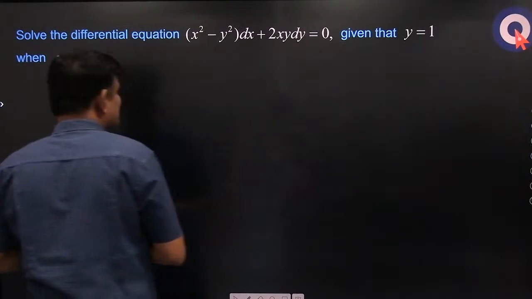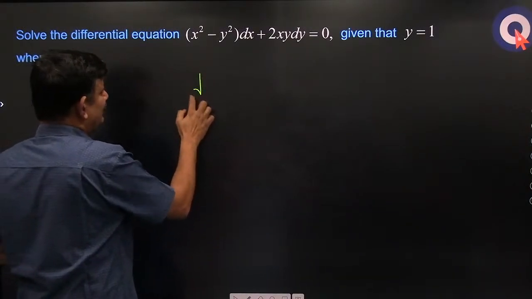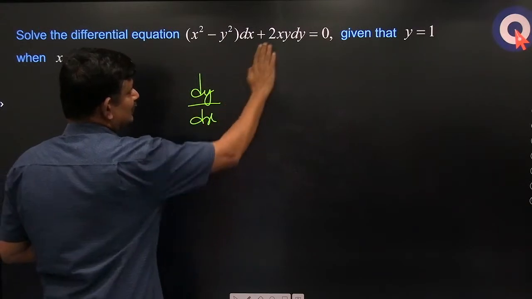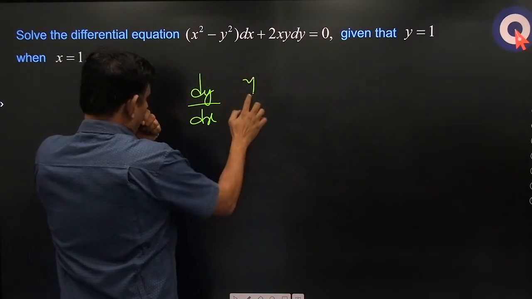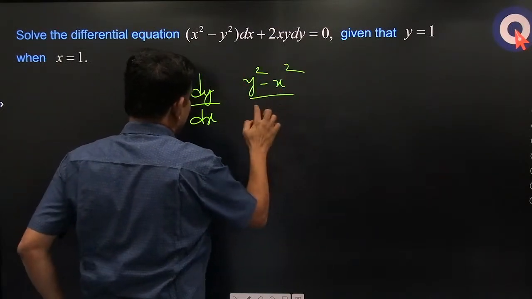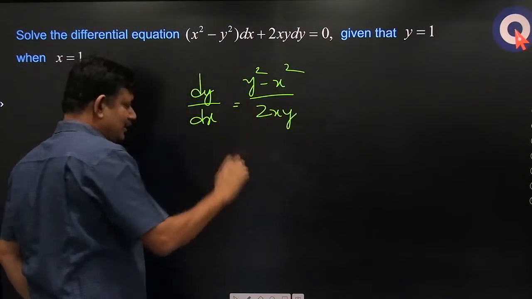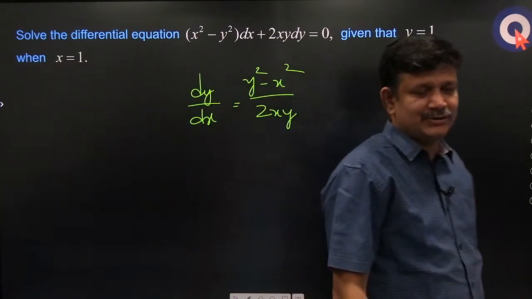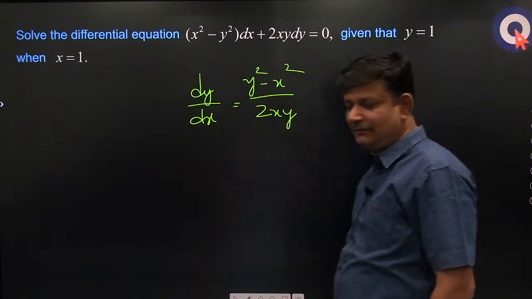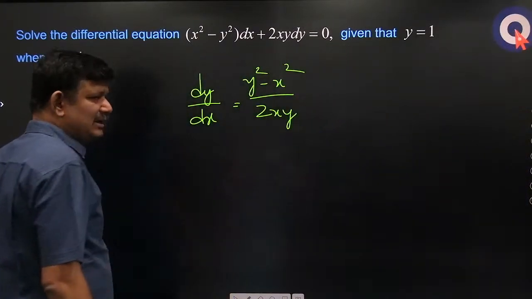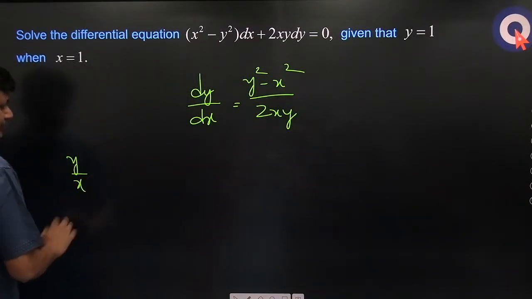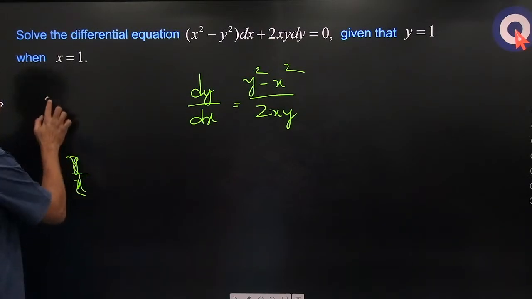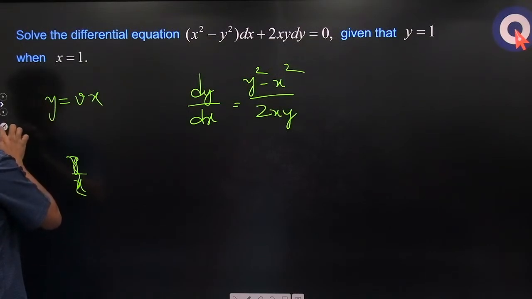ठीक है, एक और होमोजीनियस क्वेश्चन दिया हुआ है, सिमिलर थिंग. dy by dx is equal to क्या होगा, dy इस तरफ लेके आओ, dx इस तरफ आ जाएगा. dy by dx is equal to y square minus x square by 2xy. This is again a homogeneous equation because you can divide throughout by x square and write it as a function of y by x. So you go for y by x is equal to t or y is equal to vx.